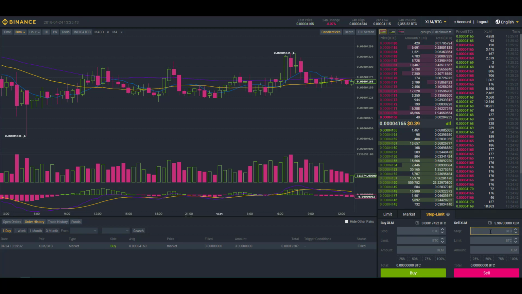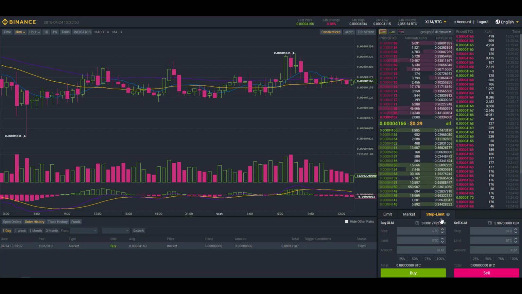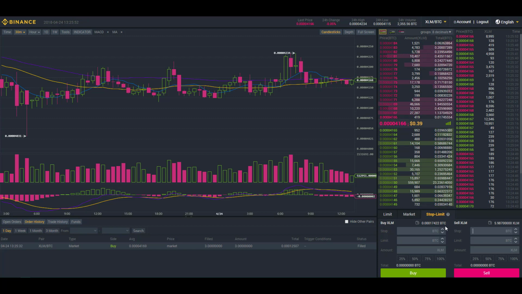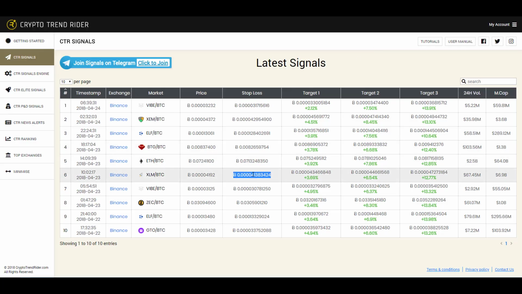To do so, as you can see in Binance, you have the buy XLM and sell XLM. Both are for stop limit. Basically you can do the same with buy, but I'm gonna show how to do the sell. After I bought the coins, I should place an input for the stop, for the limit, and for the amount. What it means is the stop is where you want to stop. So I'm gonna stop here.